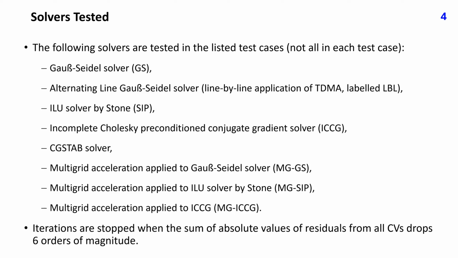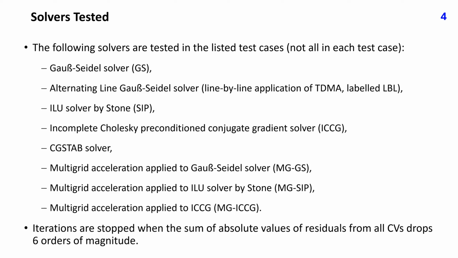Incomplete Cholesky preconditioned conjugate gradient solver, labeled ICCG. CG stub solver. Multigrid acceleration with Gauss-Seidel solver as smoother, labeled MGGS. Multigrid acceleration applied to ILU solver by Stone, labeled MGSIP. And multigrid acceleration applied to ICCG, labeled MGICCG. Iterations are stopped when the sum of absolute values of residuals from all control volumes drops 6 orders of magnitude.